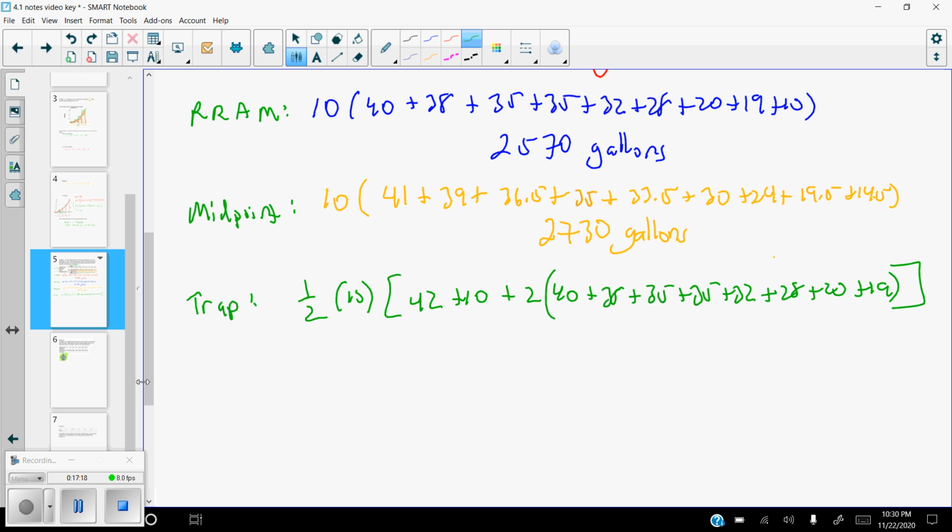All right, so when you add all this stuff up, I believe that we also get 2,730 gallons. Okay, and believe it or not, that is not coincidental. That works out for a reason in this particular case.